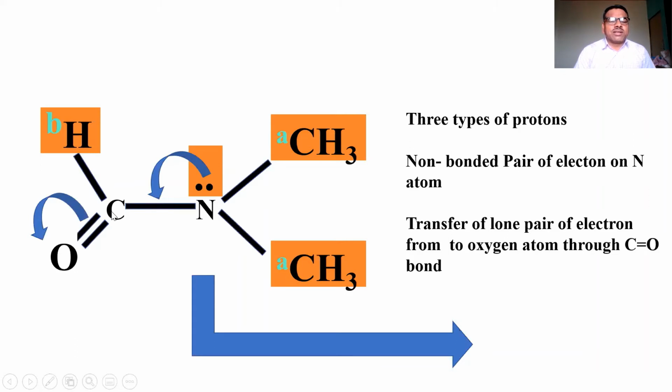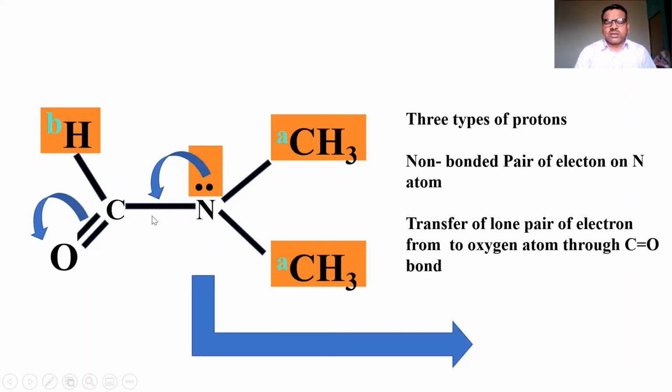And ultimately, whatever oxygen and carbon bond was there, that again vanishes because the pi bond is transferred over here, and oxygen develops a negative charge. So this is it. This is the normal situation. You know that in this compound you can have carbon nitrogen free rotation.